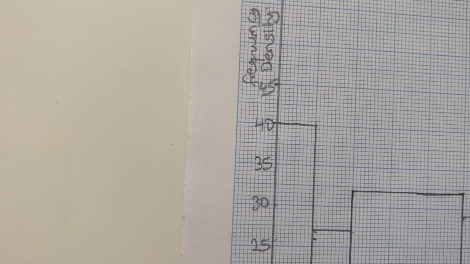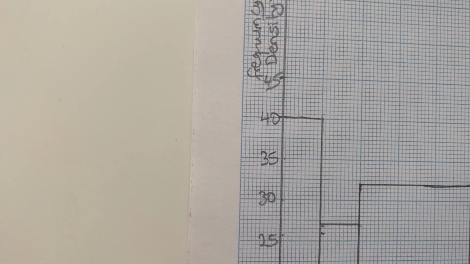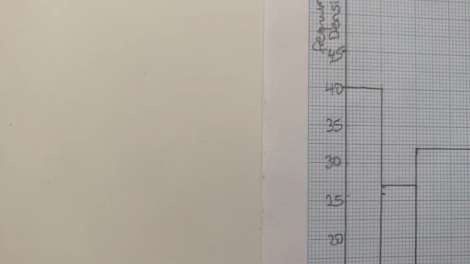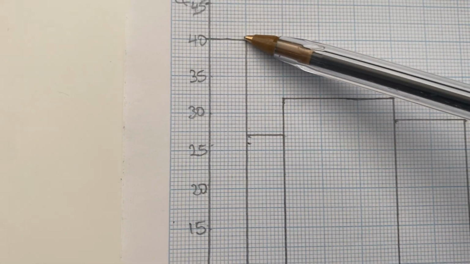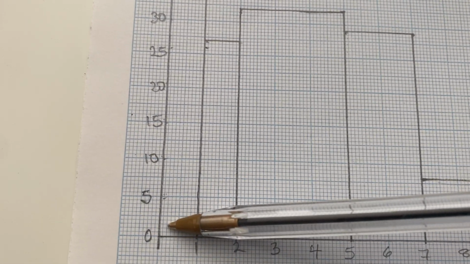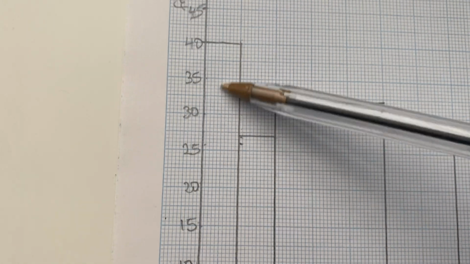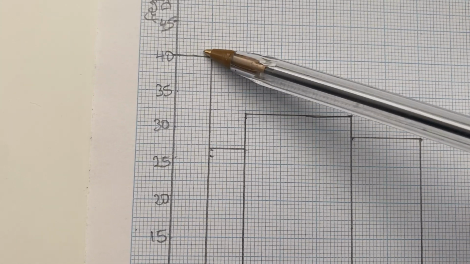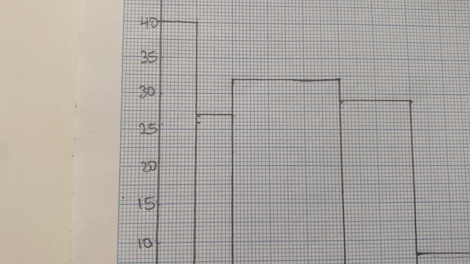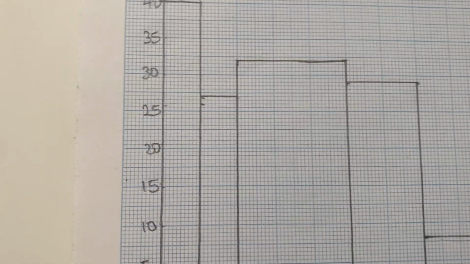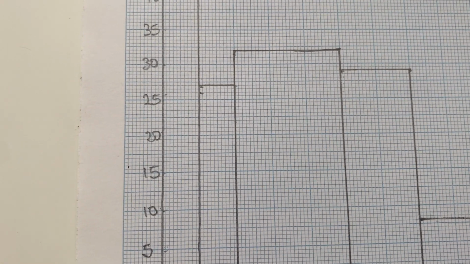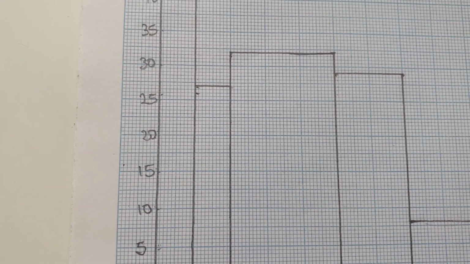So the first one, the class width is 1, and the frequency density is 40. Between 0 and 1, the frequency density is 40. So I draw my bar. In histograms the bars are together. In bar charts, there is a gap. The bars are not together.